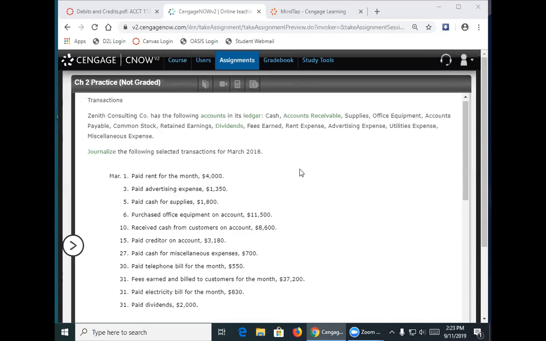So we're looking at a transaction and saying what two accounts are being affected? What accounts are being affected? Are they increasing or decreasing? Okay. So that part at least is just more review. So it tells us what our accounts are. You know, cash, accounts receivable, supplies, and office equipment are our assets. Accounts payable is our liability. Then we have common stock, retained earnings, dividends, which are all equity accounts. Fees earned is a revenue account, and then rent, advertising, utilities, and miscellaneous are expenses.